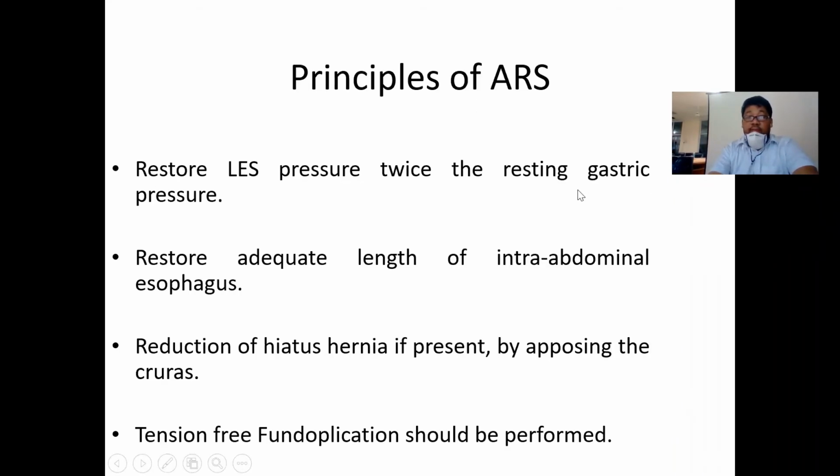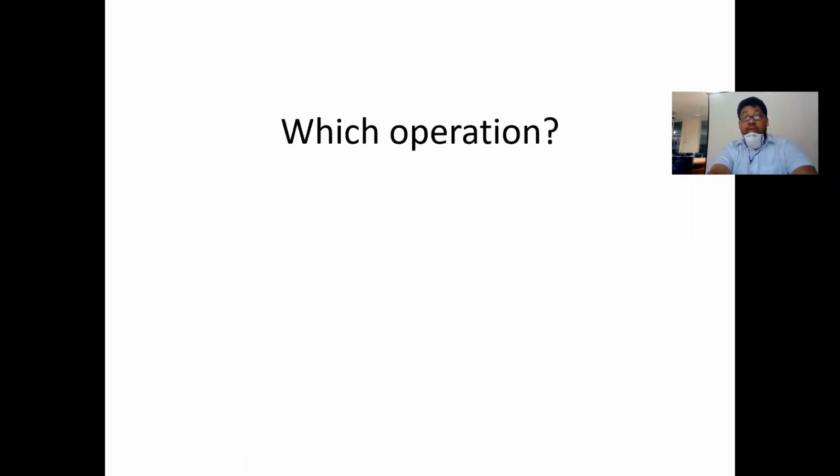So what is that surgery and what is the principle? The principle of anti-reflux surgery is, number one, to restore the lower esophageal sphincter pressure to twice the resting gastric pressure, then restore adequate length of intra-abdominal esophagus, reduction of hiatus hernia if present by opposing the crura, and a tension-free fundoplication. So these are the principles. And regarding surgery, it is fundoplication.